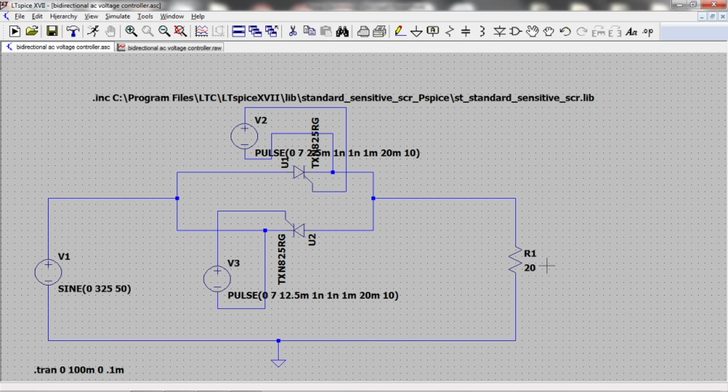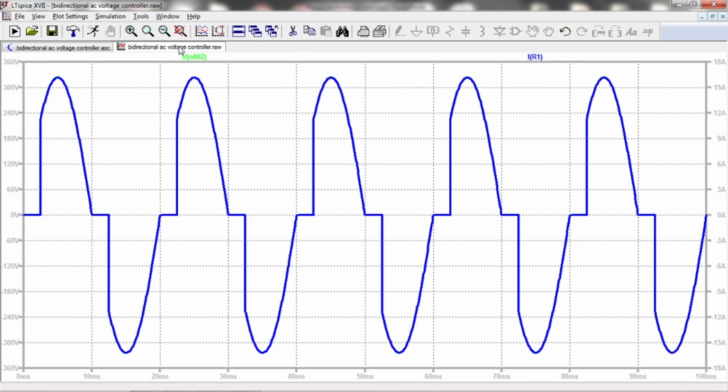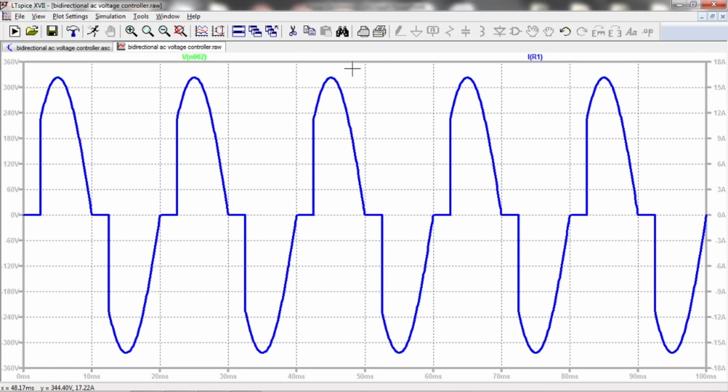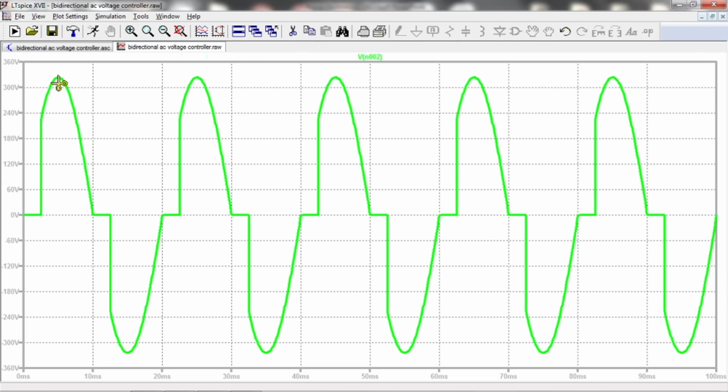If you consider the current waveform, I can show you the current. Only this is the current waveform. The current is going up to 15 amps and it is coming back to minus 15 amps. I will remove this current right now and show you the voltage. The voltage is going to 325 volts and minus 325 volts, but the current is very small.